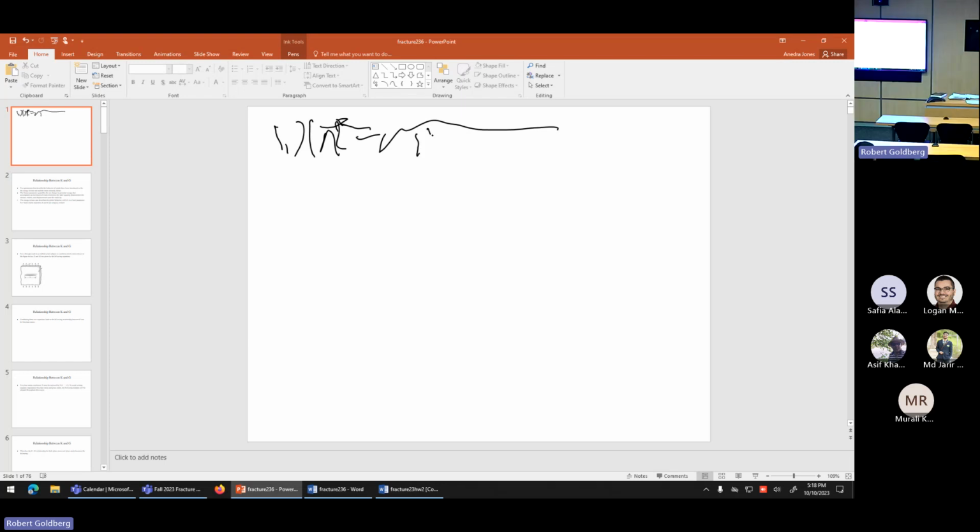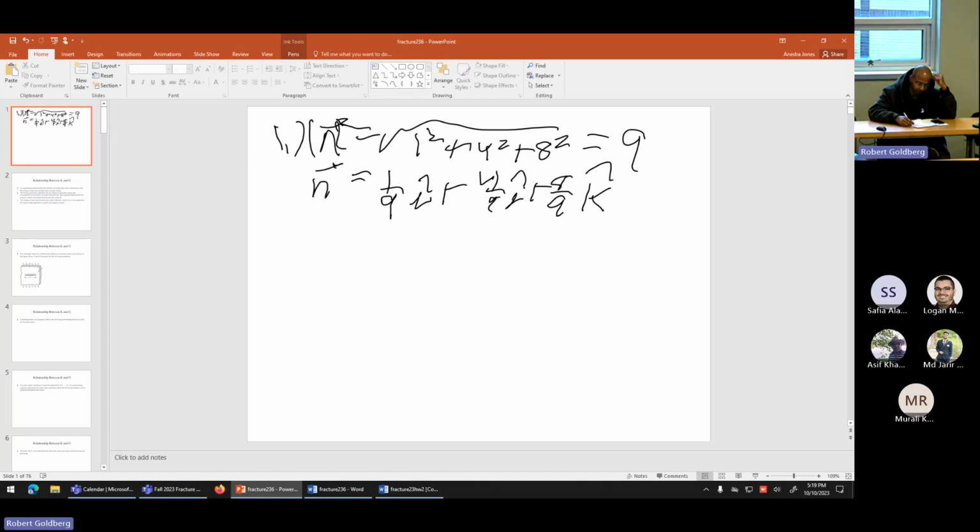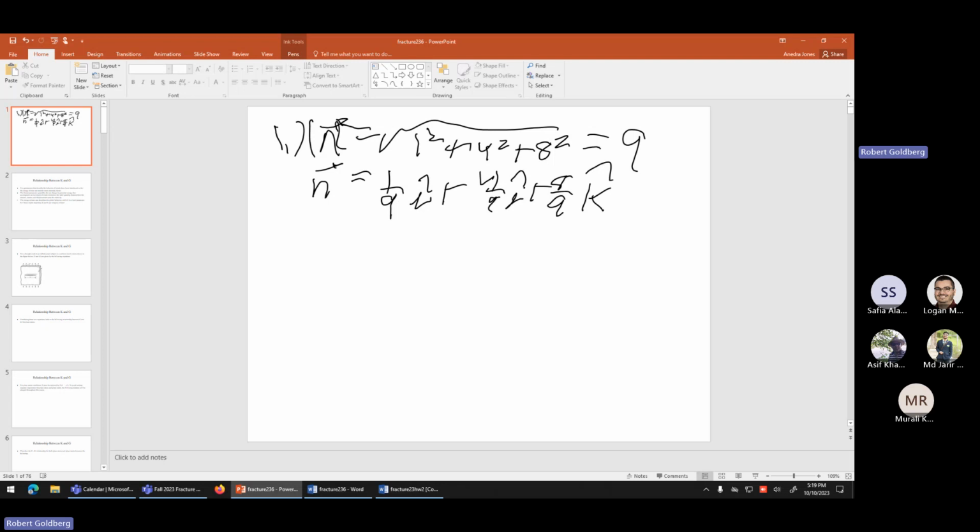But anyway, it's supposed to be 1 squared plus 4 squared plus 8 squared. So you add, and the square root of that is equal to 9. So the normal vector you should have used was 1/9 i plus 4/9 j plus 8/9 k, and then do that multiplication. That's what you should have done.